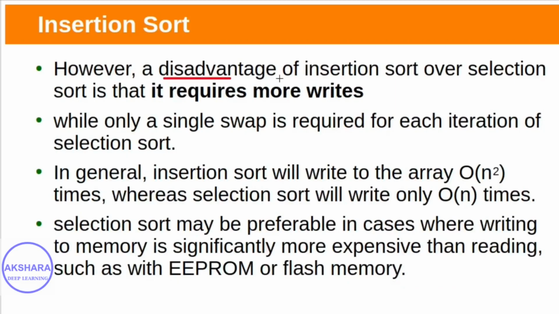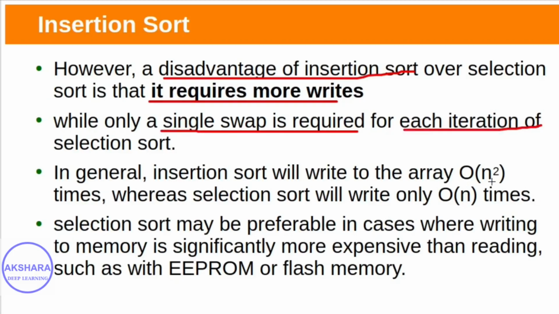The disadvantage of insertion sort over selection sort is that insertion sort requires more writes, meaning all greater elements need to be shifted to the right. Whereas in selection sort only a single swap is required for each iteration. So insertion sort writes n square times, but selection sort writes only n times. For this reason, selection sort is preferred if writing is more expensive than reading, such as flash memory.